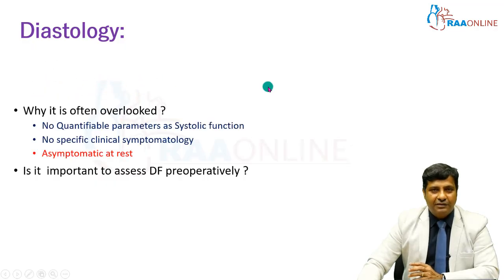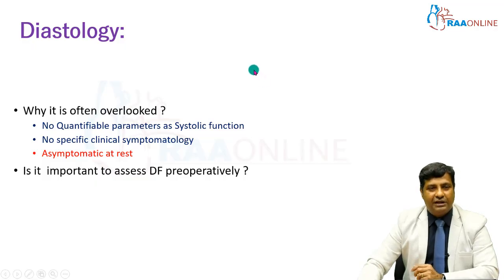That is because systolic function has some quantifiable parameters which are easy to measure, whereas diastolic function doesn't have such a parameter. That's number one. And number two is, most of these patients are asymptomatic at rest. They do not have any specific clinical symptomatology pertaining to diastolic dysfunction.